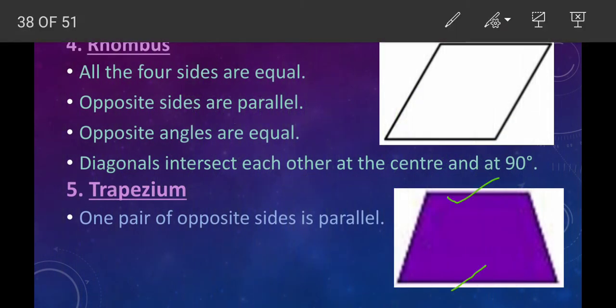Clear? And some more properties are there, that is here opposite angles are not equal. Then one more thing, the other two sides may be equal or may not be equal.